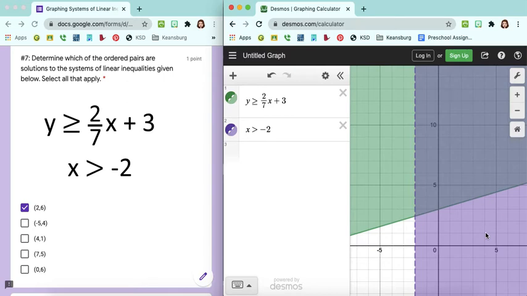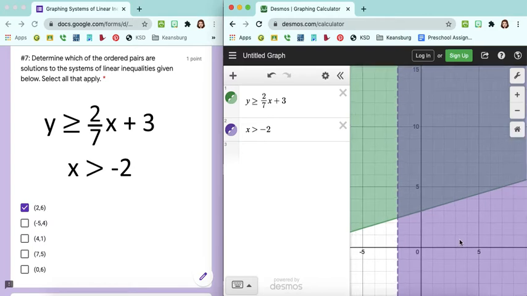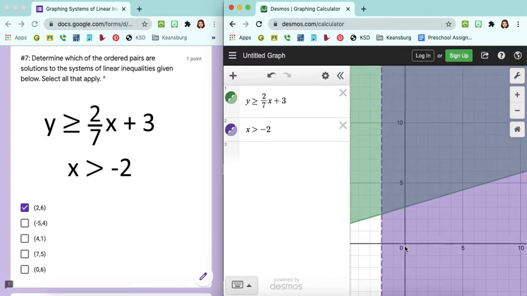My next point is 7, 5. So I'm going to move my graph over a little bit. Going over 7, up 5. Right here. Even though it lands right on the line there, that still is going to count because it's still included in the green, and all of this over here is already purple, so it hits green and it hits purple. So even if it lands on the line, because this is a solid line, it counts.